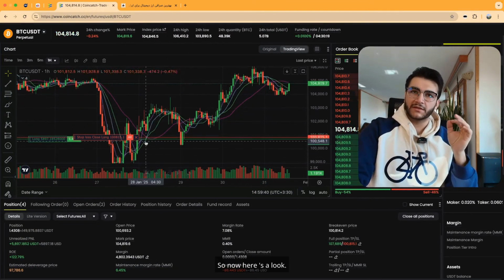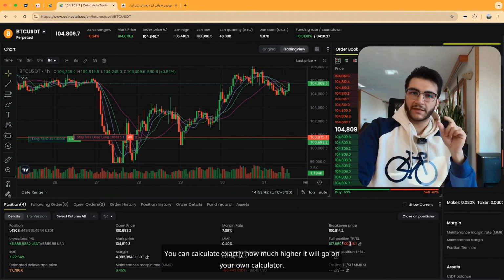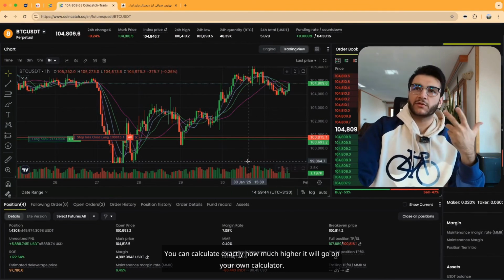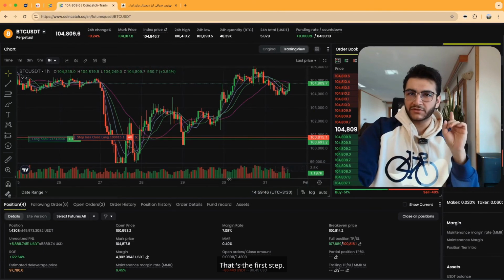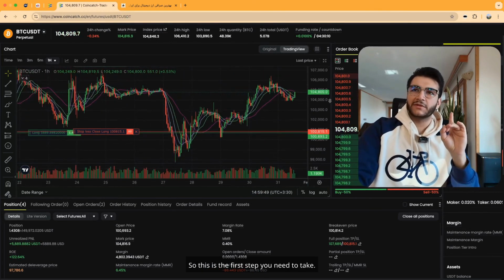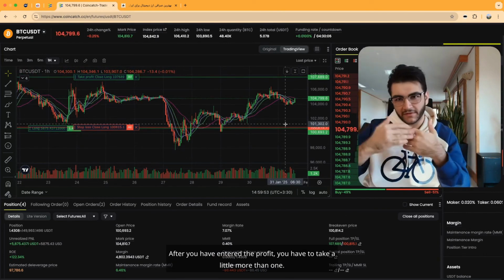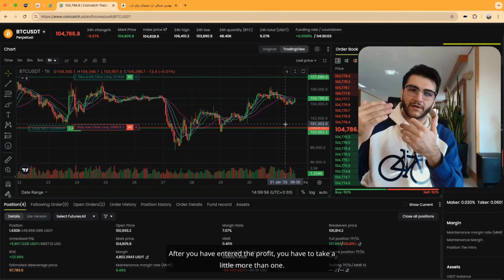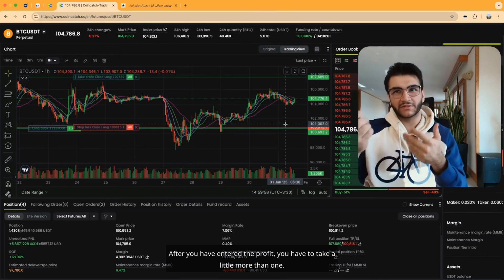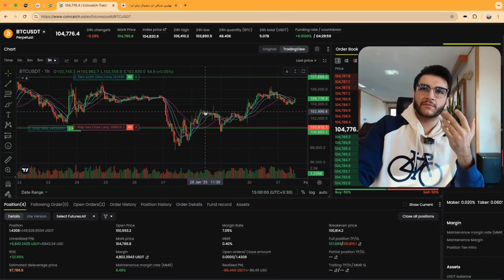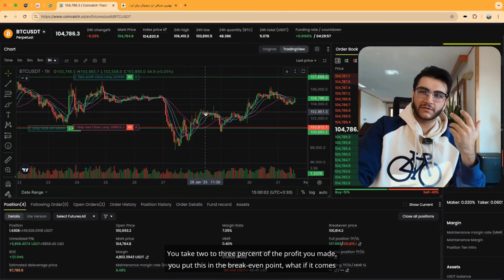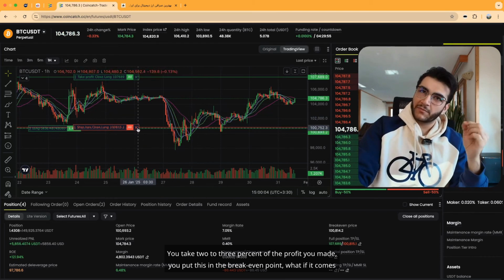So now, here's a look. You can calculate exactly how much higher it will go on your own calculator. That's the first step. So this is the first step you need to take. You have crossed the stub target. After you have entered the profit, you have to take a little more than one. For example, you take 2 to 3% of the profit you made. You put this in the break-even point.